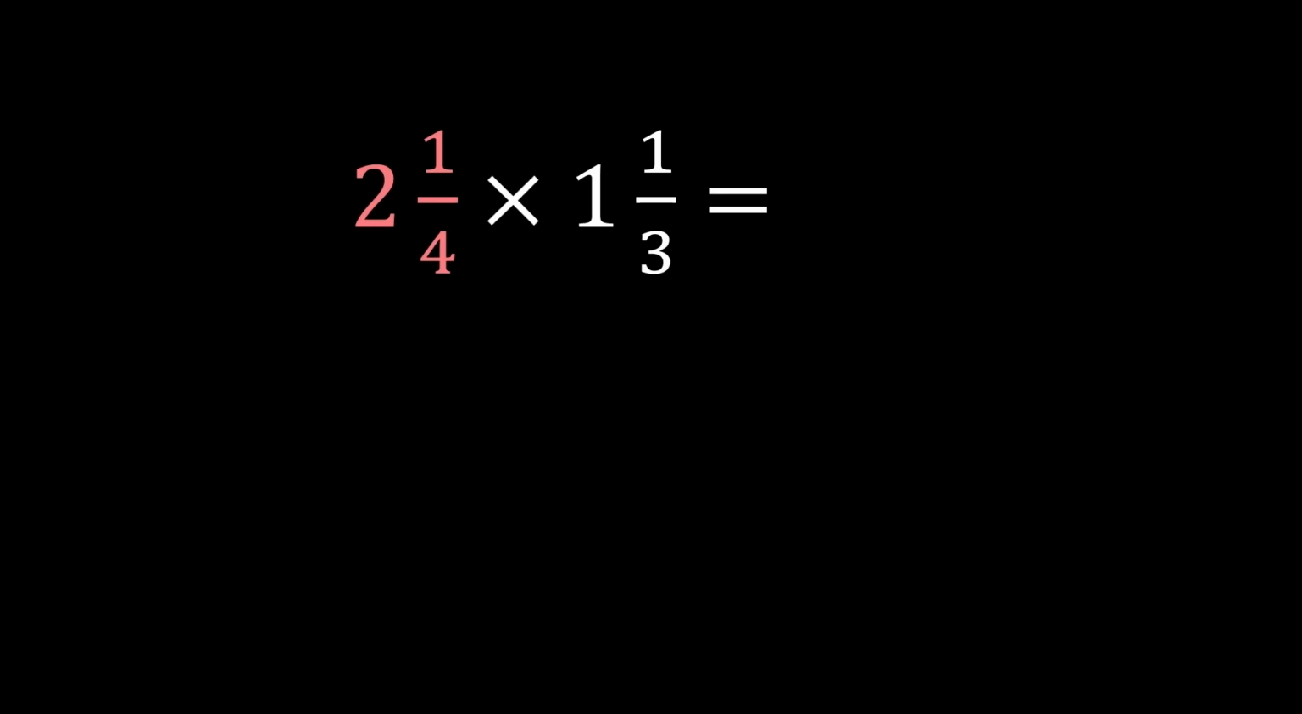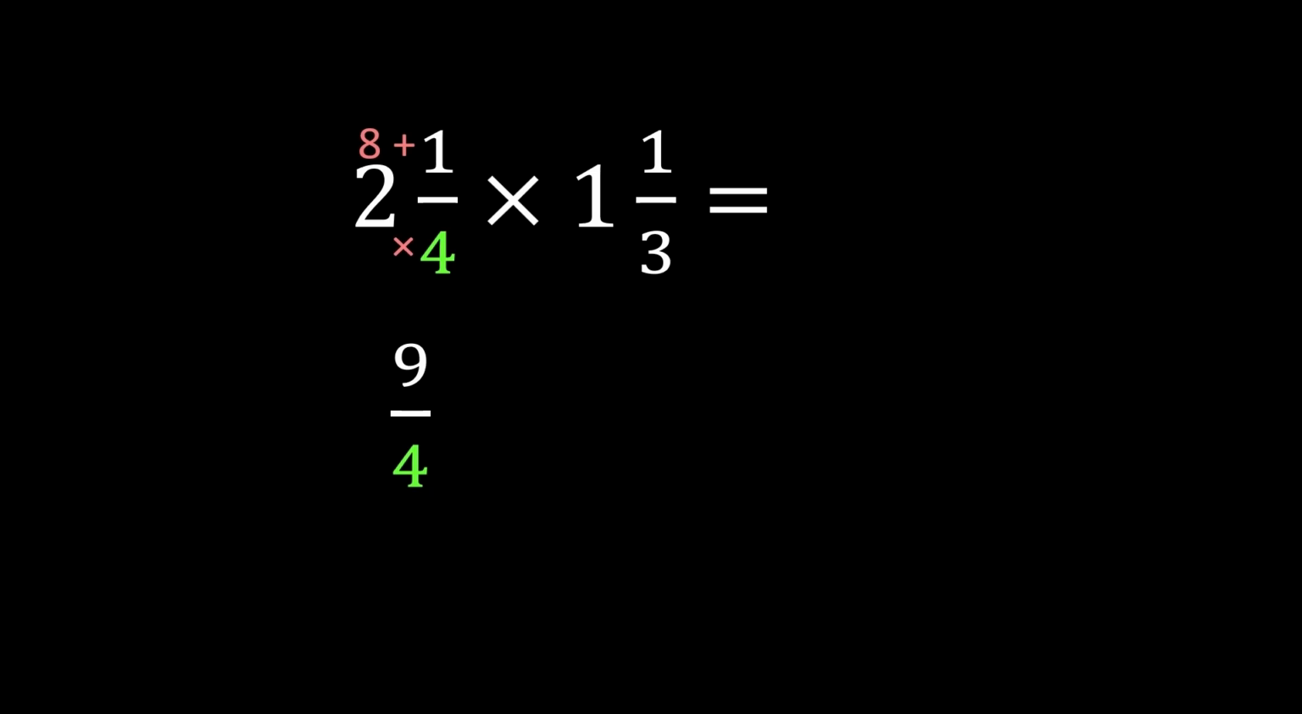To turn 2 and 1/4 into an improper fraction, we multiply the denominator times the whole number. So 4 times 2 is 8, and we take the product of 8 and we add it to our numerator. 8 plus 1 is 9. 9 is our new numerator, and our denominator of 4 remains the same.